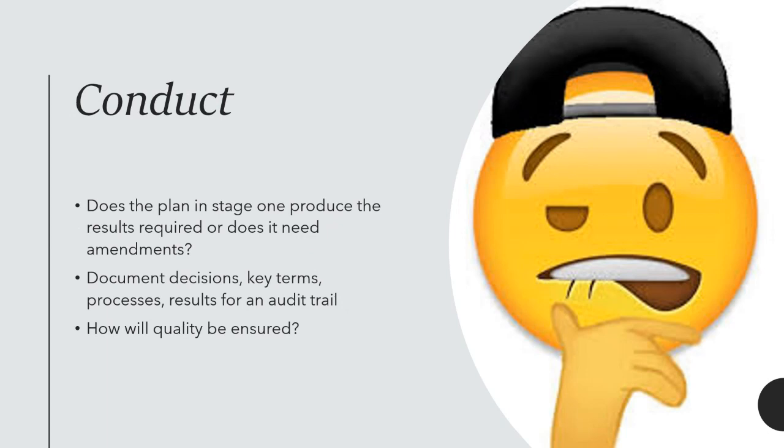When we get to actually conducting the review, we need to ask ourselves, does the plan in stage 1 will it produce the results required, or does it need amendments? And you might find that you make amendments as you go along. There might be new work emerging, or you find new connections, or you discover new questions, and that might need some amendment. You document your decisions, key terms, processes, and results for an audit trail.